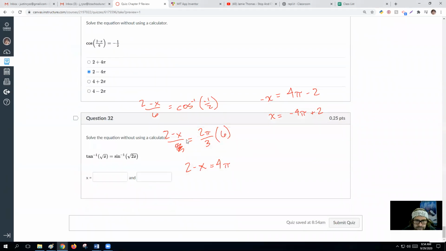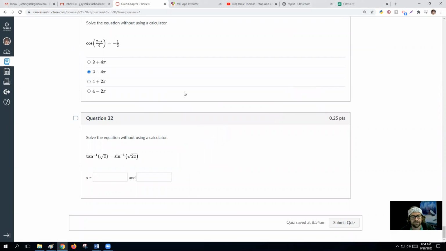All right, here we go. Last problem. Solve the equation without using a calculator. All right, so if I want to get rid of this tan, I would have to take the tan inverse, I'd have to take the tan of the whole other side.